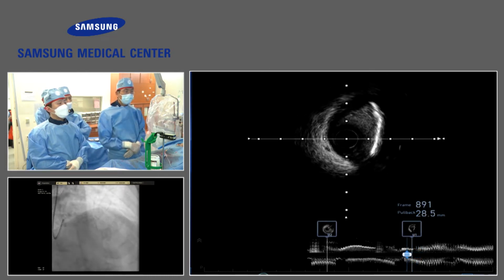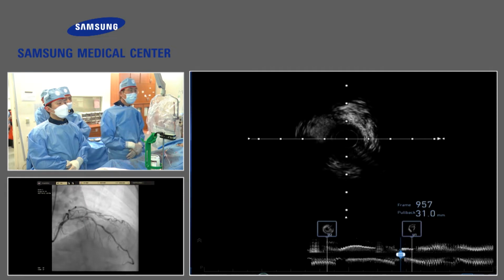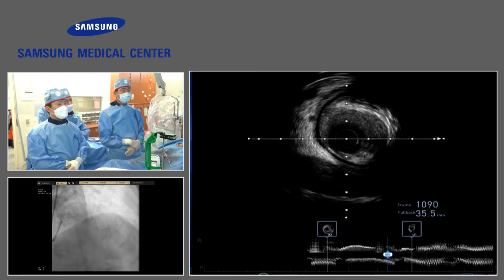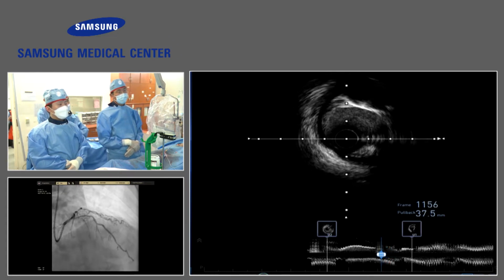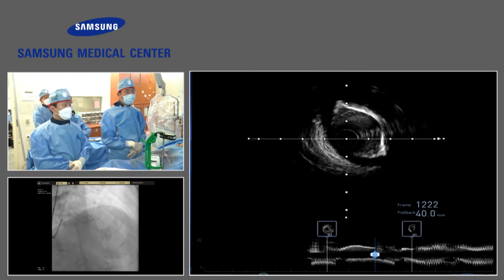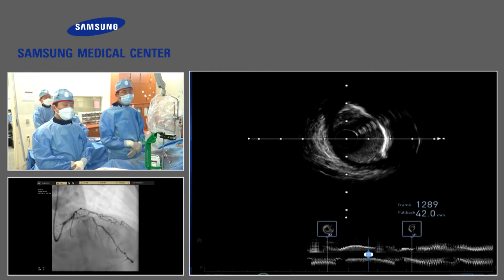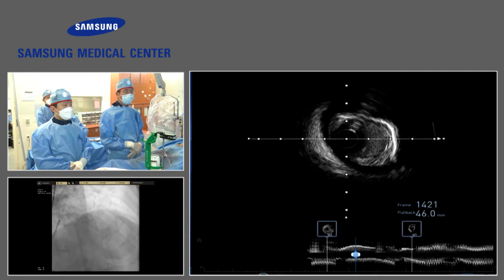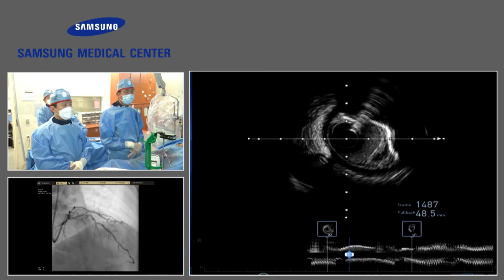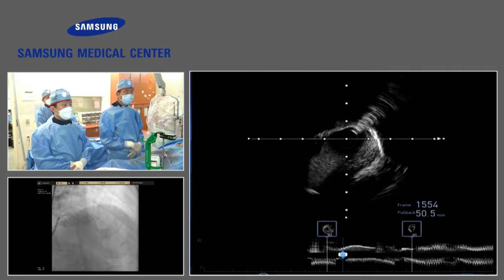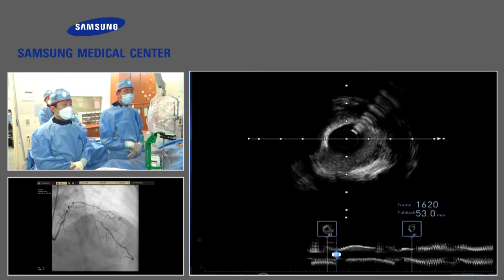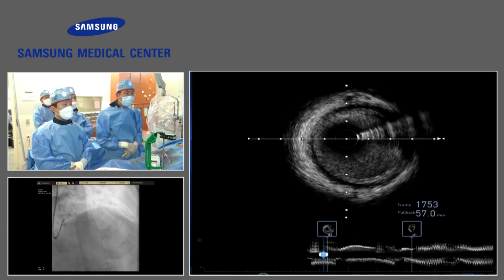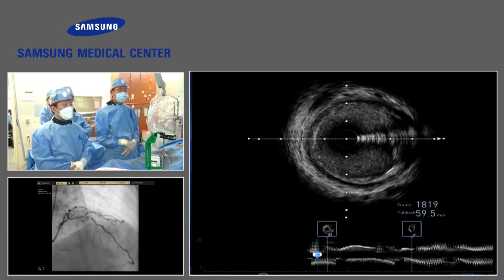So this is the calcification just above the diagonal. Calcification is actually less than 180. It looks 180 here, a very short segment. The vessel size is 4. Lumen size 2. And this left main calcium is above about 180. Vessel size is 4 or 4.5.